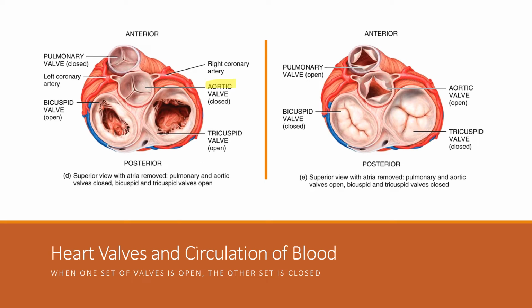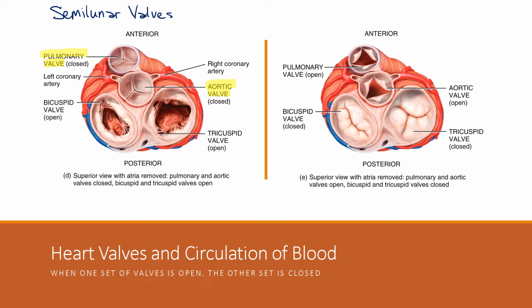Now the aortic valve and the pulmonary valve are also known as the semilunar valves. This is because each of them is made up of three crescent moon-shaped cusps. You can see here, here, here, and the same with that pulmonary valve. These three crescent moon shapes, so semilunar. Each of the cusps attaches to the arterial wall by its convex outer margin.